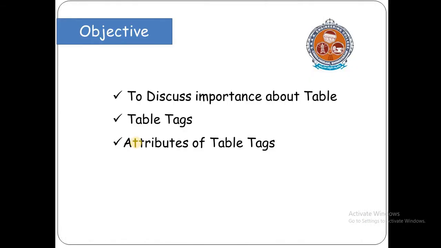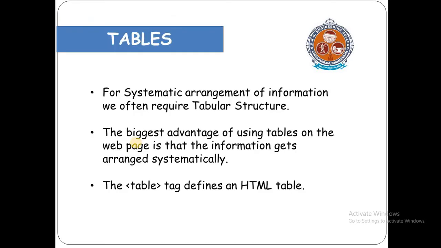Today the main objective, and what we are going to learn, is one of the most important concepts of HTML: tables. Today we are going to discuss tables, what the tags in it are, and what the attributes of table tags are. Tables are one of the most important things that we can use in HTML. We can add pictures in the table, and we can add some data semantically.